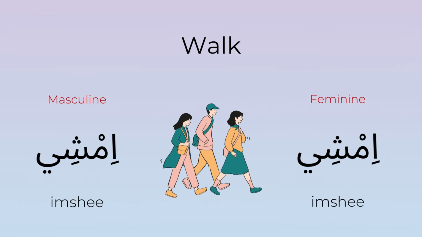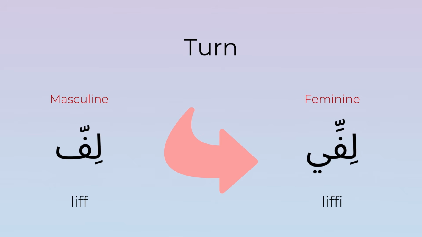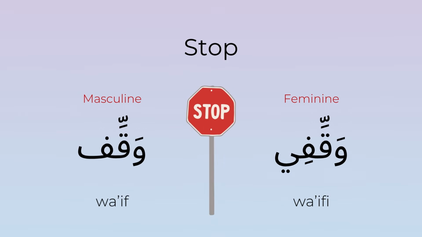Walk. The masculine form is imshi. The feminine form is imshi. So they're actually the same for masculine and feminine for the verb imshi. Turn. The masculine form is lif. Feminine form, liffi. Stop. The masculine form is wa'if.